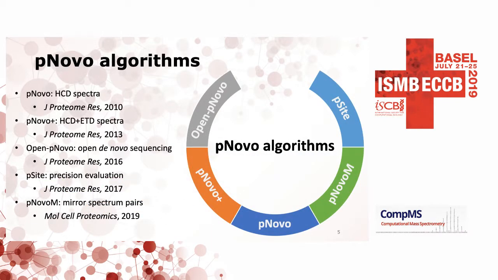We developed a de novo sequencing algorithm for HCD spectra called pNovo in 2010, and further developed a few other related algorithms and tools to make the performance of de novo sequencing better. For example, we combined the HCD and ETD spectra, or the spectra produced by two mirror proteases, trypsin and LysargiNase, to increase the spectrum quality. In addition, we designed tools for open de novo sequencing, Open-pNovo, and the precision evaluation tool, pSite.